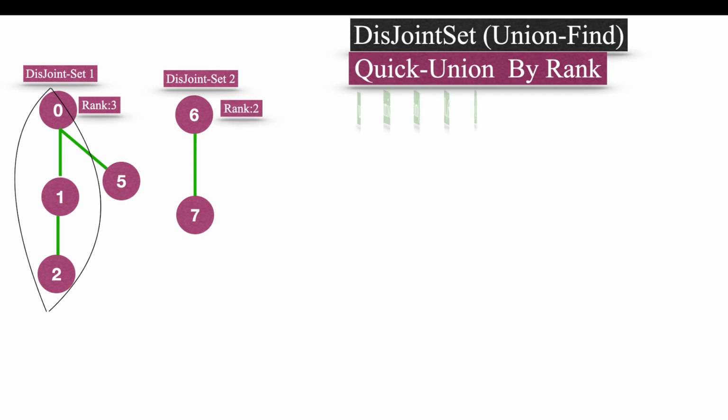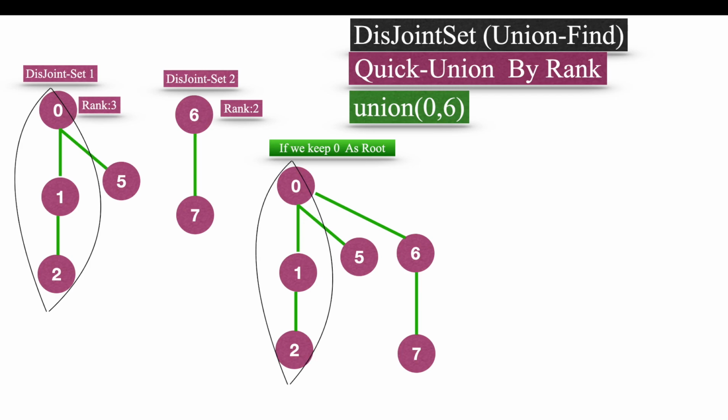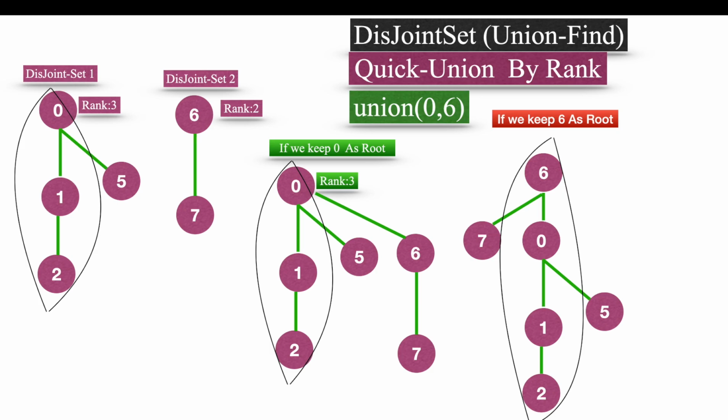Now we want to perform union between 0 and 6. It means we want to connect two graphs. Let's consider 0 as the root. If you consider 0 as the root, then 6's root is going to be 0. Now you see the rank of the graph remains the same, which is 3. For example, if you consider 6 as the root, now 6 is going to be the root for vertex 0, so if you see the rank, the rank will be incremented by 1. It means the height will be incremented by 1, so the rank is going to be 4.